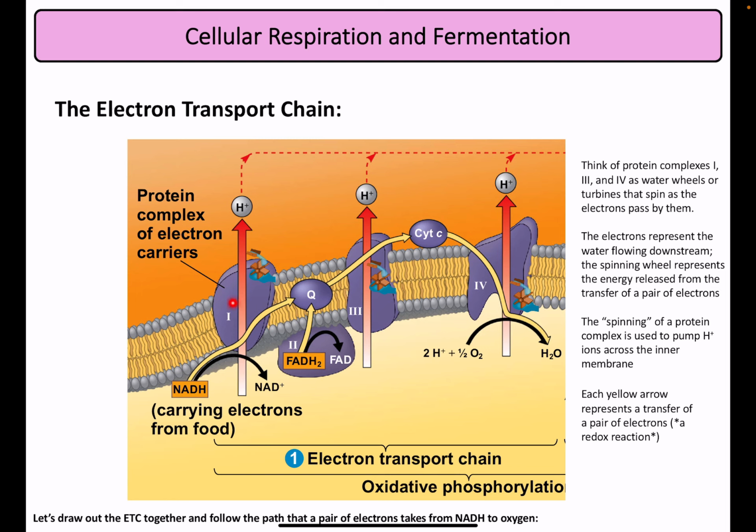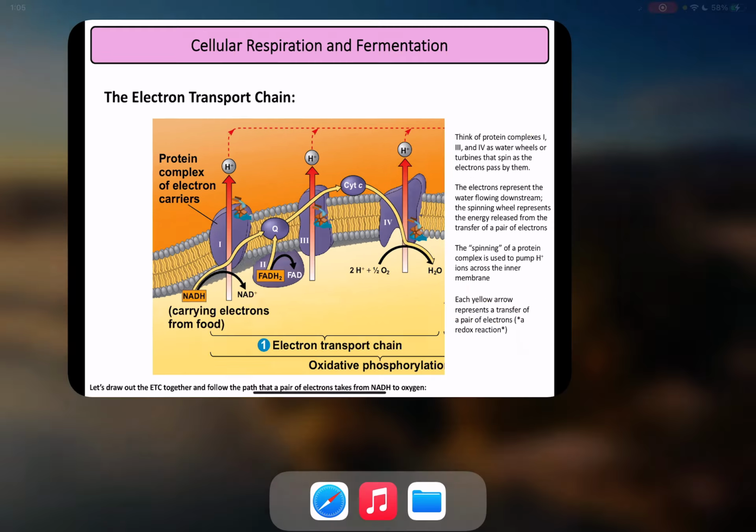So I want you to start to imagine these complexes of proteins, which I depicted as orange, blue, green, and red in my other diagram. Picture them as wheels or turbines, and picture the electrons as water flowing downstream. And as the electrons pass through these wheels, it's going to spin the wheel. And we're going to use that spinning motion to do something. So that's why I have the wheels there. It's an analogy to make a very difficult process hopefully more easily understandable. Okay? So let's go to the diagram and draw that out.